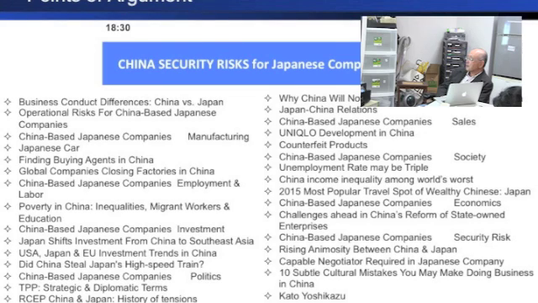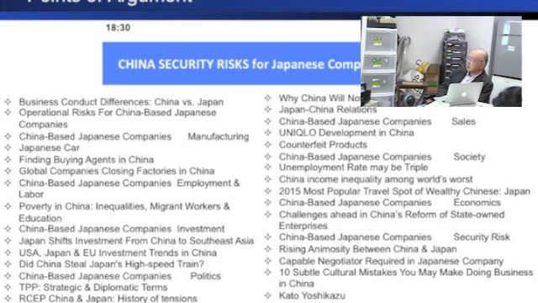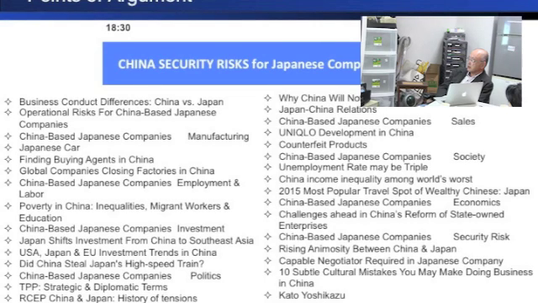Then capable negotiators are required in Japanese companies, meaning how to deal with Chinese people and Chinese companies. Japanese people need to consider what kind of skills we need to negotiate with Chinese people. And then I'm going to show something about 10 subtle cultural mistakes prevailing in doing Chinese business. And then I'm going to introduce several people. One of the famous is Kato Yoshikazu, and second is Endo Homare, two famous people.